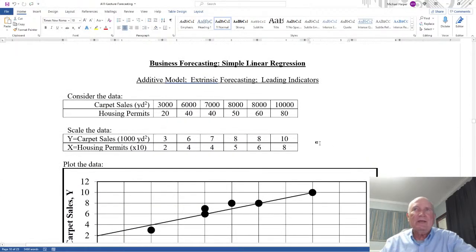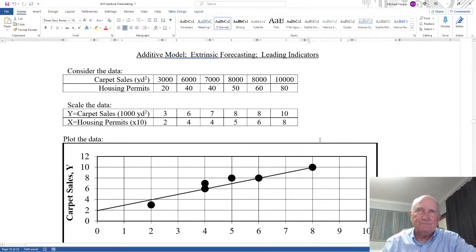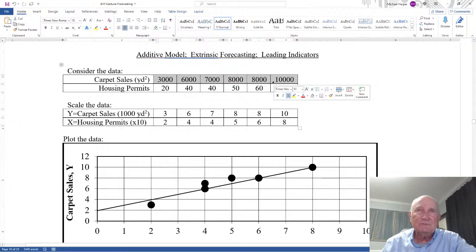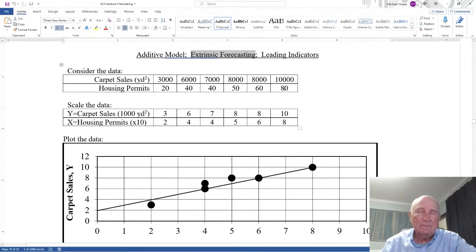Let's go a little bit deeper in simple linear regression. In regression here, suppose we are going to forecast carpet sales, and we're going to use housing permits. Well, this is called an extrinsic forecasting model. An example of that is a leading indicator.